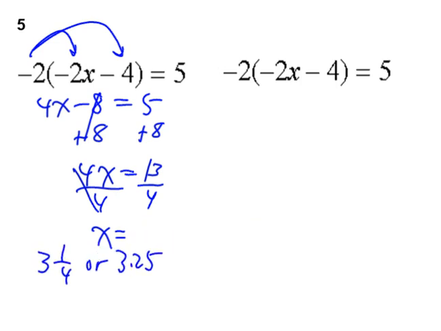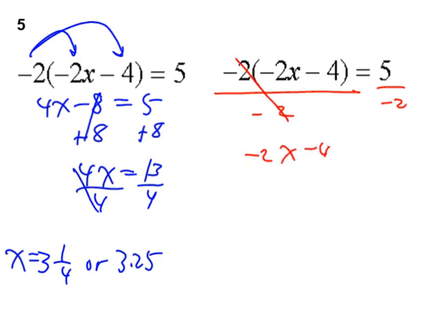Now, alternatively, what you could have done here is instead of saying I have -2 groups of -2x minus 4, I'm going to divide both sides by -2. And you're going to have one group of -2x minus 4 is equal to -2.5. Then you're going to get rid of your constant by adding 4 this time. -2x equals 2.5. Is that right?